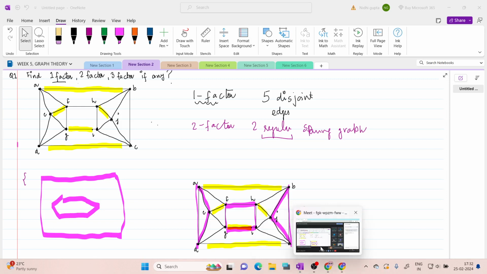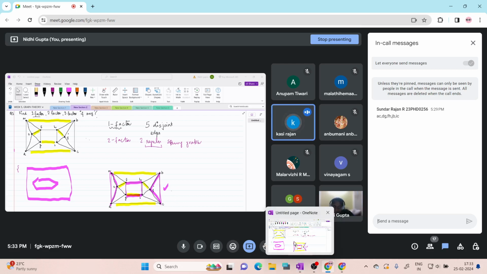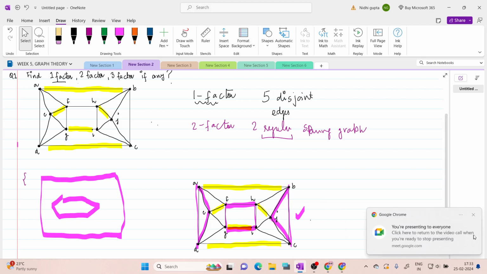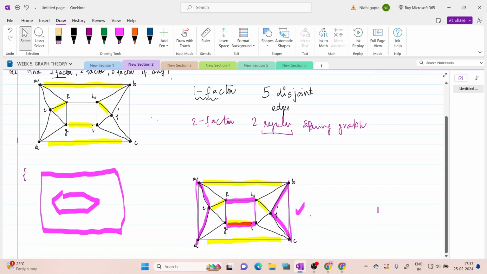What do you think? Does this graph have a three factor now? If this graph has a three factor, that means we should be able to find a three regular spanning graph. Each vertex should have degree 3 in that subgraph. Okay, so you have found it. What is your example? Wait, I'll just copy this image once.